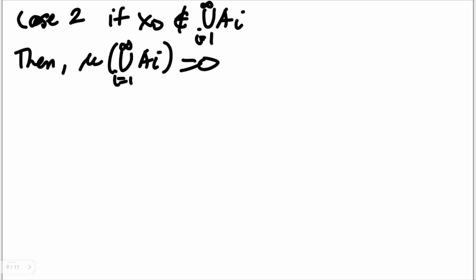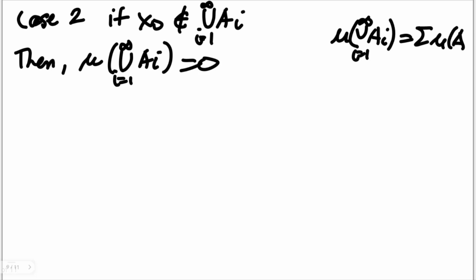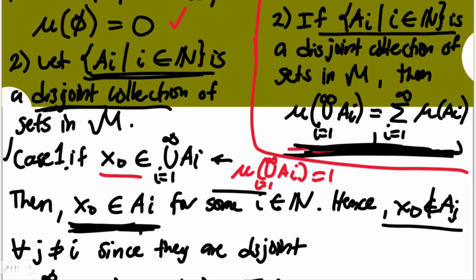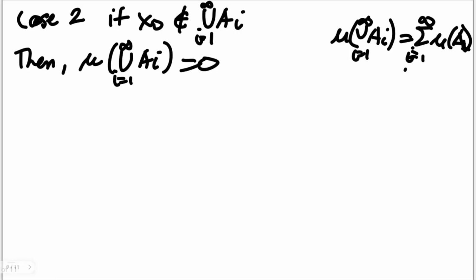Now, what we need to show here is that the mu of the union of a sub i, from i equals 1 to infinity, must be equal to the summation of the mu, sorry for that, of a sub i where i starts from 1 to infinity. This is again the target here. We took care of case 1 earlier. This is now case 2. So how can we show this now?